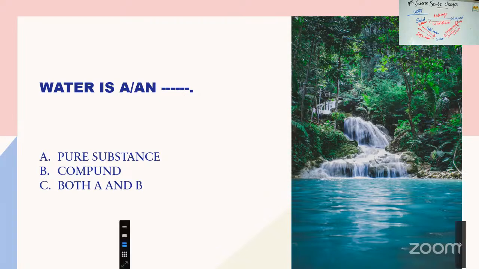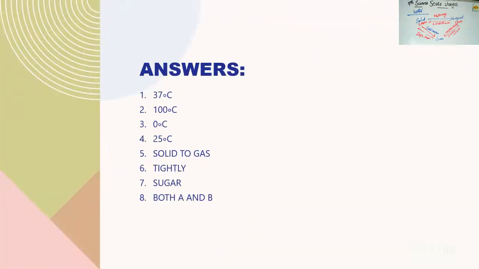Okay. So now I'm going to announce the answers. You are the student as well as the teacher. Just verify your answers. First question answer is 37 degrees Celsius, the human body temperature. Next one, the boiling point of water is 100 degrees Celsius. That is the right answer. Third question, the freezing point of water is 0 degrees Celsius. Fourth one, the normal temperature of water is 25 degrees Celsius.